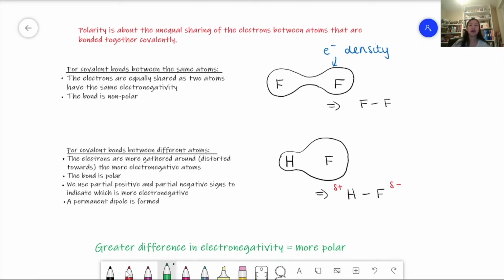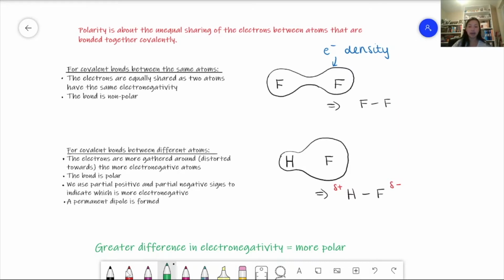So polarity is about the unequal sharing of the electrons between atoms that are bonded together covalently. So there's two things that can happen. The first thing is that if the atoms are the same, then the electrons are shared equally between the two atoms because they've got the same electronegativity. So their ability to attract the electrons is the same. That means the electron density is very uniform throughout, for example, with 2 fluorine atoms. And so the bond is non-polar, meaning there is an equal sharing of electrons.